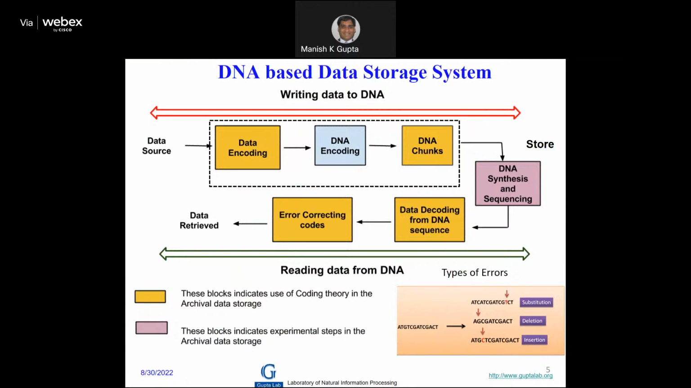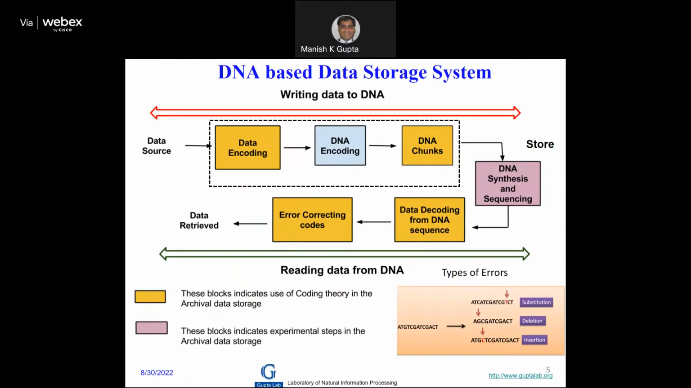Then we have this DNA synthesis and sequencing. Synthesis means you're writing the DNA, and sequencing means you are reading the DNA. So once you do this, and then you store, there are errors, right? Errors are of different kinds. I will show you some of the basic things, what kind of errors people have looked at.